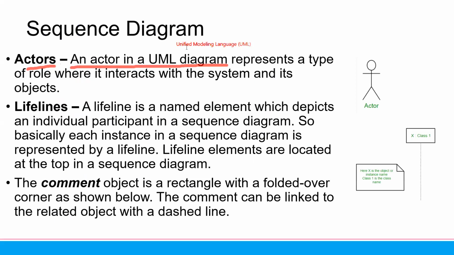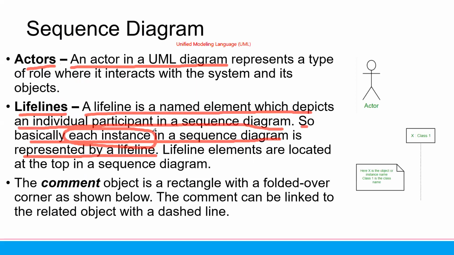An actor in this diagram, the UML, represents a type of role where it interacts with the system and its objects. So the actor can be a person, a machine, a device, and so on. There will be a lifeline. A lifeline is a named element which depicts an individual participant in the sequence diagram. So basically, its instance in the sequence diagram is represented by a lifeline.